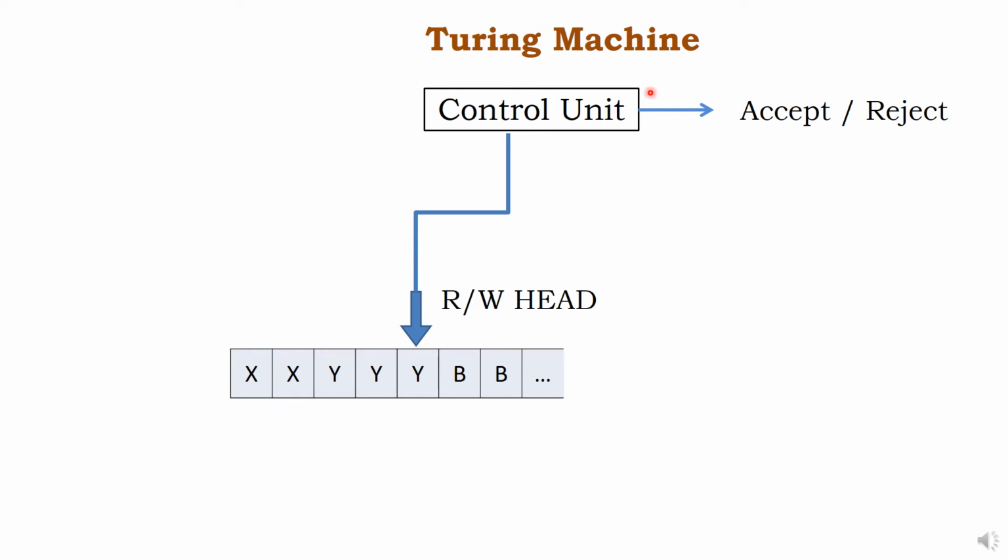This is the Turing machine, the control unit. It takes the input and, based on reading and writing on the tape using the head, it may accept or reject. Now, what is a multi-tape Turing machine?